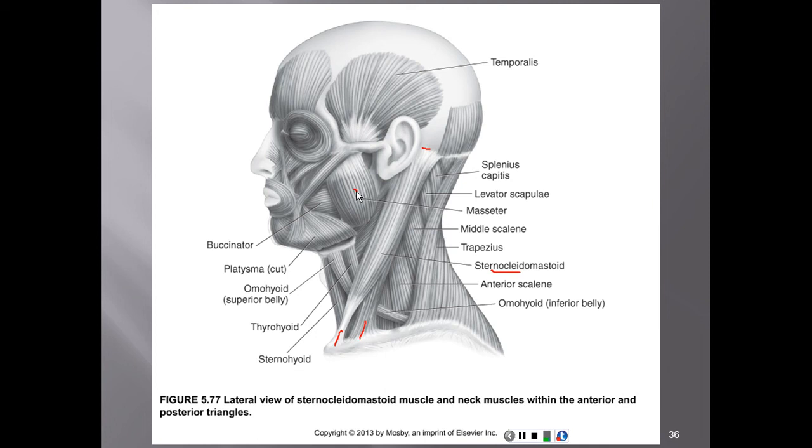Good picture of the masseter muscle. And they call this the platysmal muscle, and they call it cut because the platysmal muscle will actually go all the way down. So they call it cut. They cut the platysmal muscle just so that you can see the underlying structures. Okay.